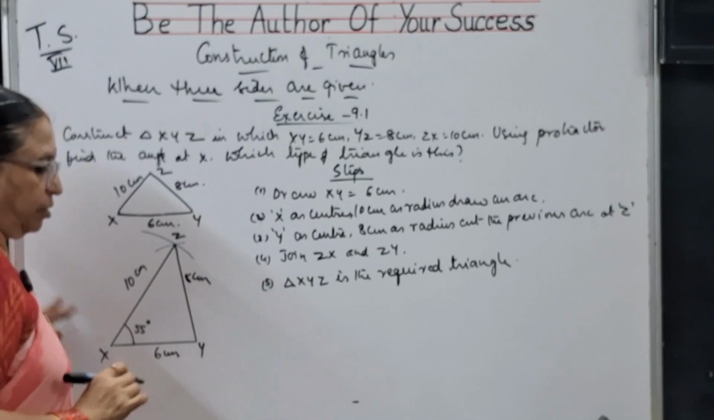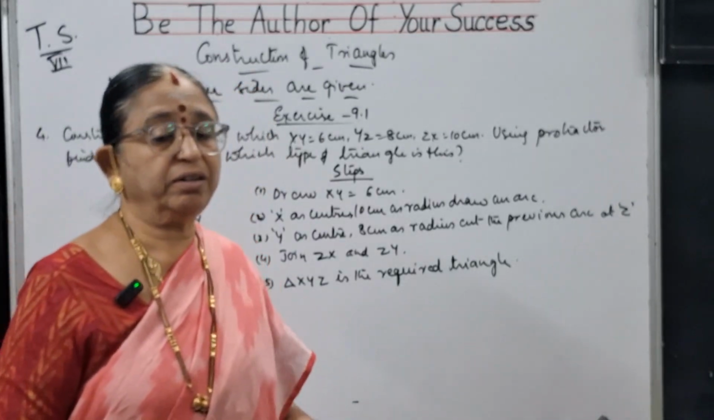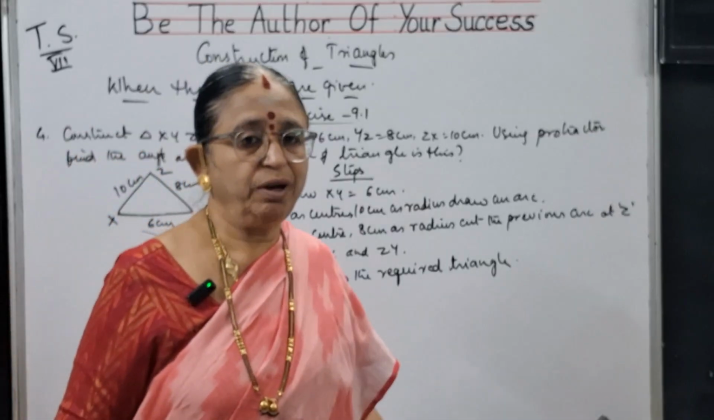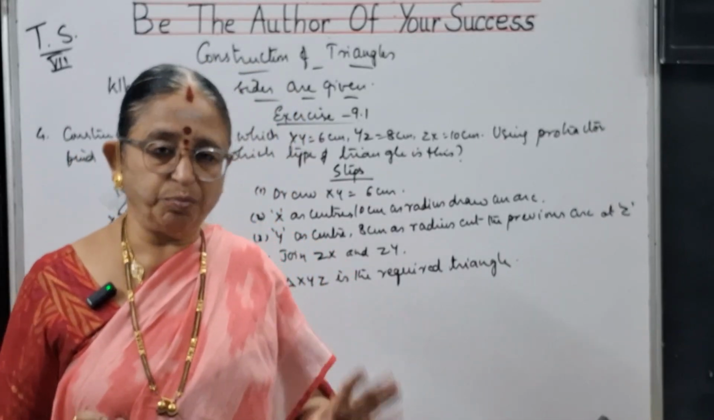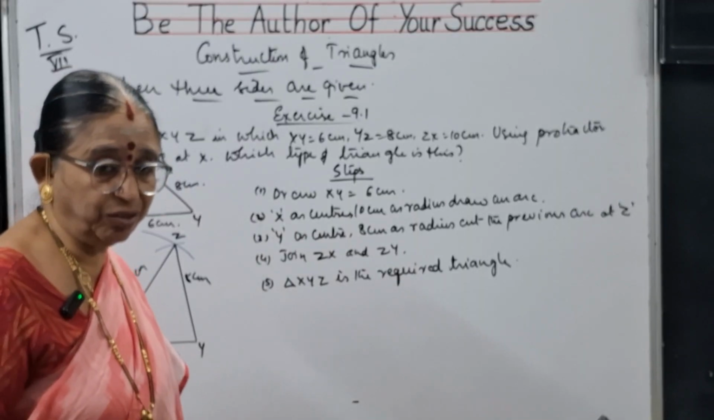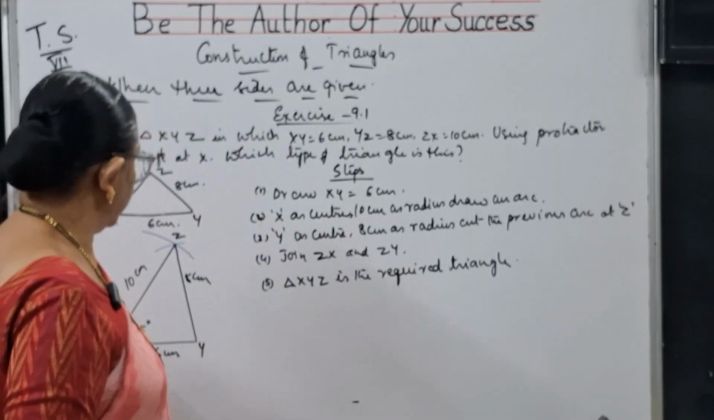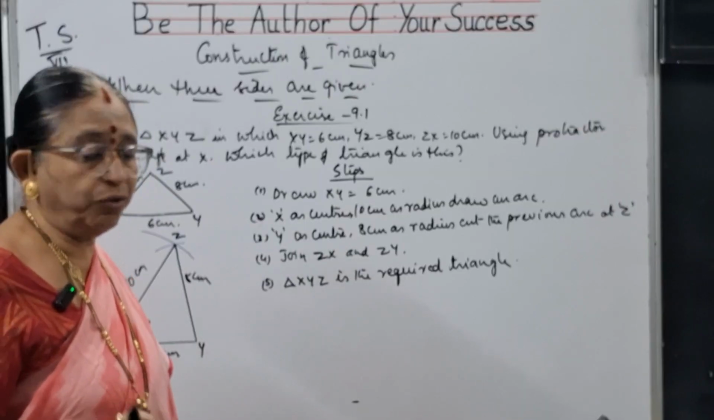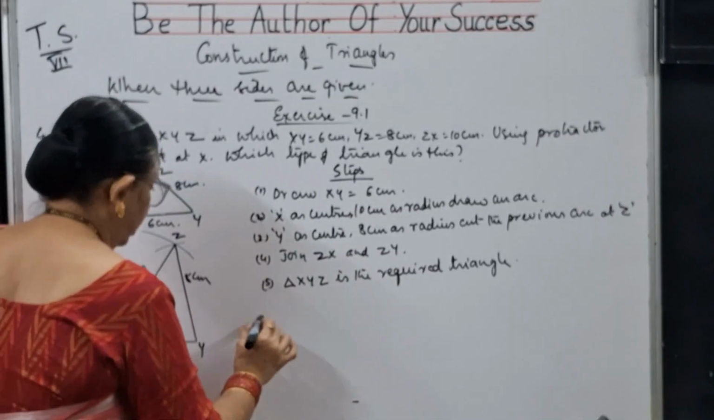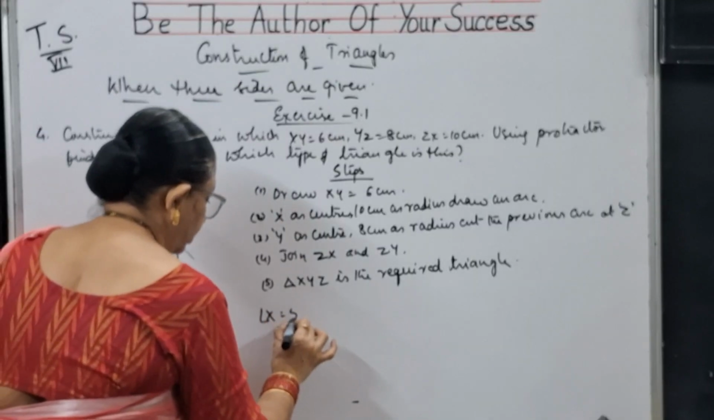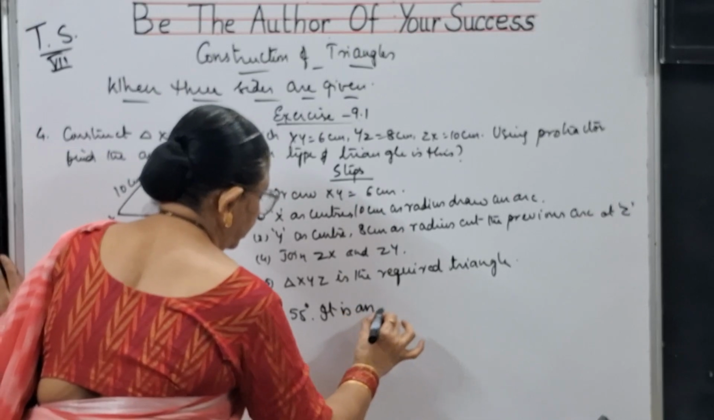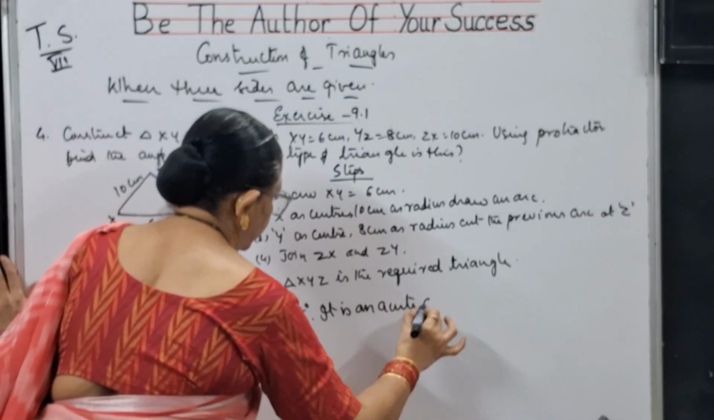See children, I told you, my constructions may not be 100% perfect because of the slippery nature of the board. You may get something else here also. You may get 60 degrees also. So, please do the construction and measure once again to find out what this angle is. Now, I am saying that in triangle XYZ, angle X is equal to 50 degrees. It is an acute angle.